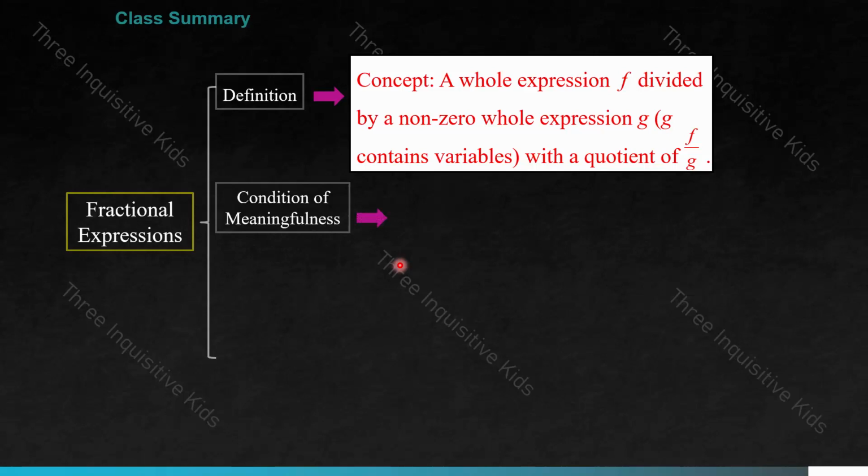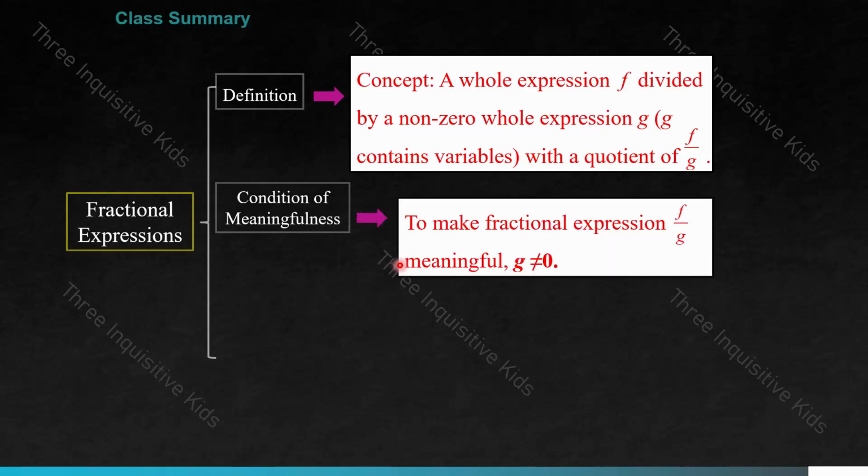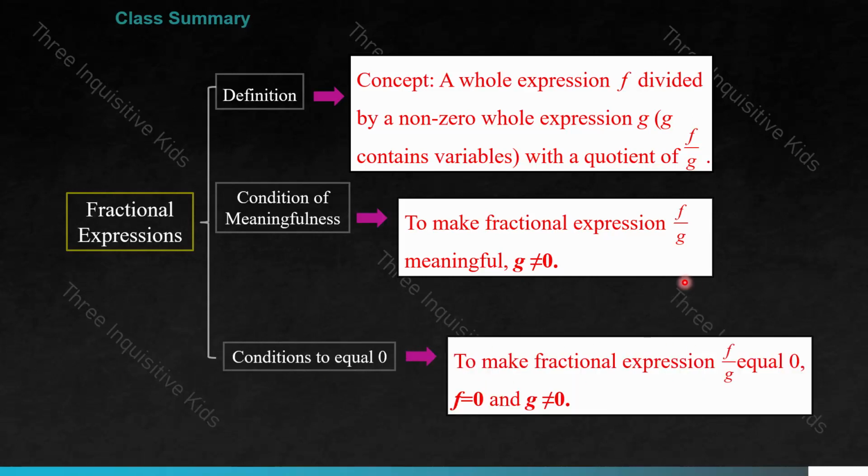Condition of meaningfulness. To make the fractional expression f over g meaningful, g must not equal 0, so the denominator cannot equal 0. And if we want the conditions to equal 0, there's actually two conditions. To make the fractional expression f over g equal to 0, f has to be equal to 0, and g cannot equal 0. Again, pause the video if you need to take some notes.